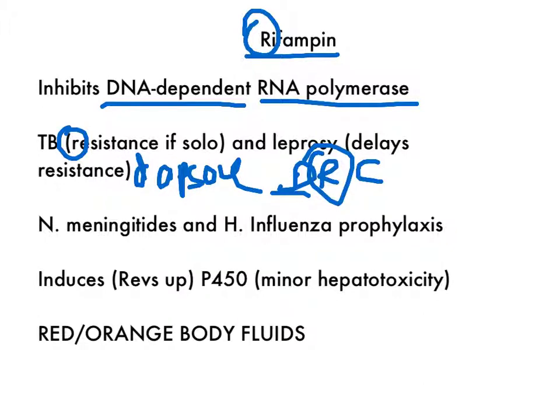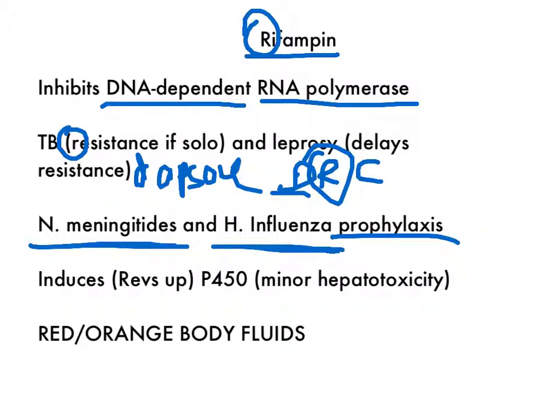So know that if you use it by itself in TB, you'll get resistance really quickly. And in leprosy, you want to add it to dapsone also, because if you add it to dapsone, then you'll delay the time to resistance. Next, it can be used for prophylaxis for both Neisseria meningitidis and Haemophilus influenzae. Remember, these are both organisms that can cause meningitis, so just know it's prophylaxis for these two organisms.